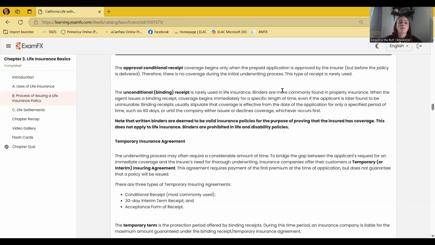Written binders are deemed to be valid insurance policies for the purpose of providing that the insured has coverage. So let's just say you purchased a brand new house. Like I said, sometimes they require that you buy homeowners insurance in order to get the house. They want to make sure that that's all in place. A binder would be able to fill that need, at least for the time being.